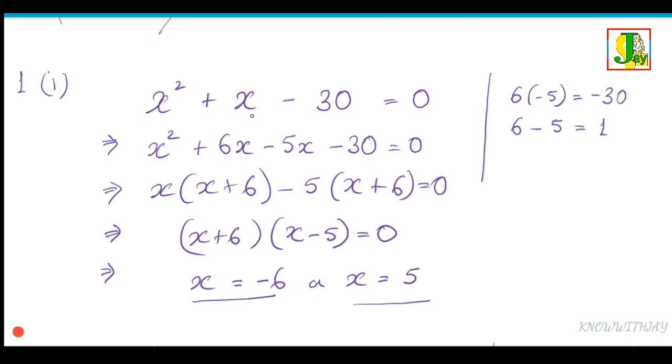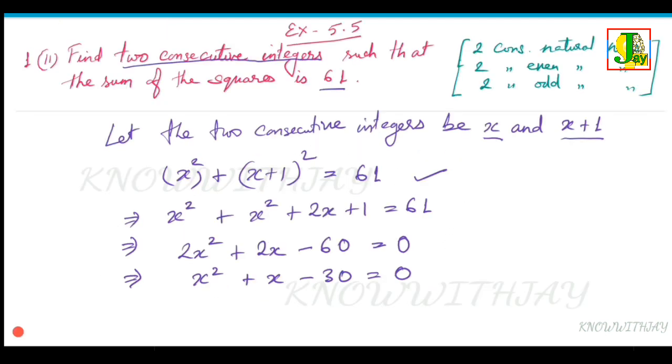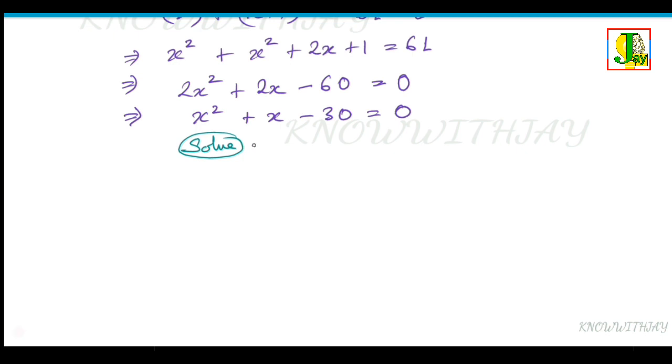You have x square plus x minus 30. Now splitting the middle term, you have the factors of 1 into minus 30. That's 6 into minus 5 is minus 30, and 6 minus 5 is 1. So after splitting, you can always use your own preferable method. You can go for the factorization method or you can go for the formula. Now you will get two numbers, minus 6 and 5. Okay, so let us go back to the question.